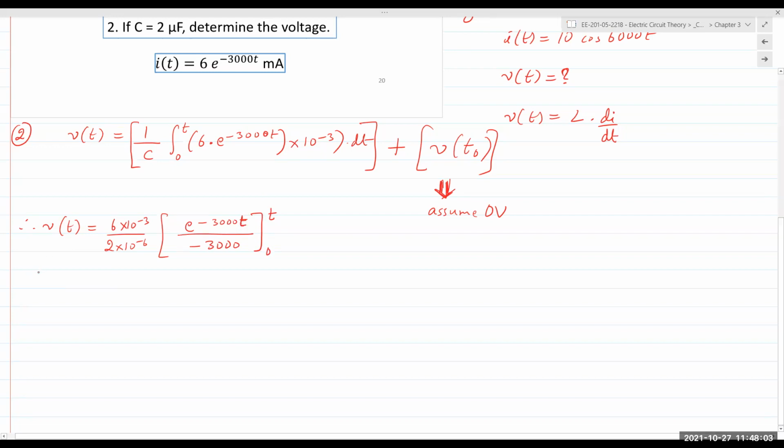And then reduce it, and you get minus 1 times e raised to minus 3000 t minus e raised to 0. And therefore, v of t finally reduces to 1 minus e raised to minus 3000 t. And this would be volts.